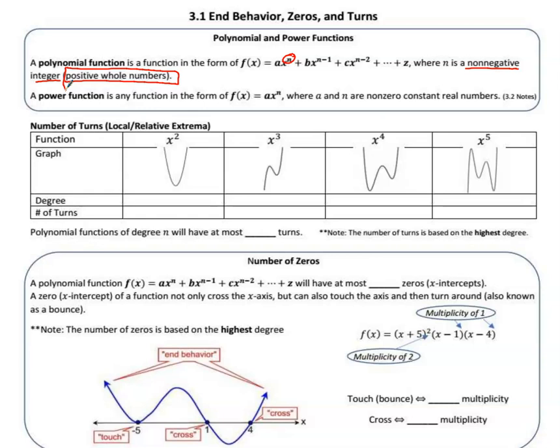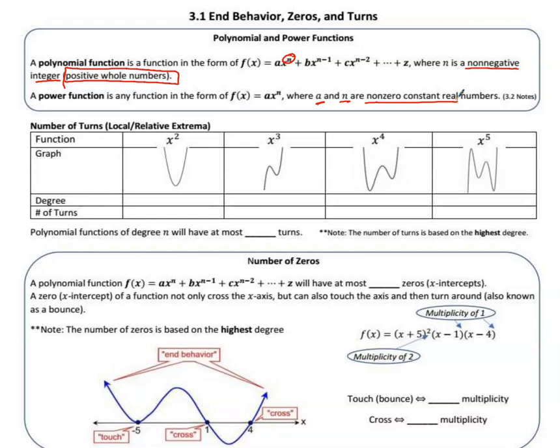A power function is any function that can be written in the form of a number times x to a power that's a number. The one catch here is that a and n are both not 0. And we'll talk about that more in the next lesson, 3.2. So first off, let's talk about the number of turns.